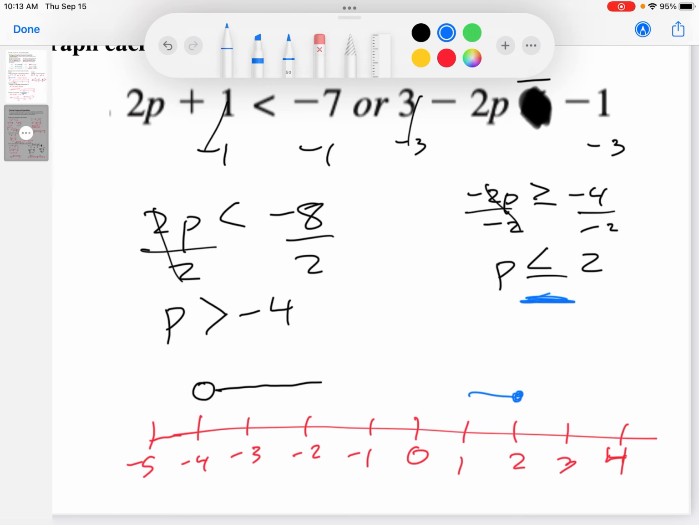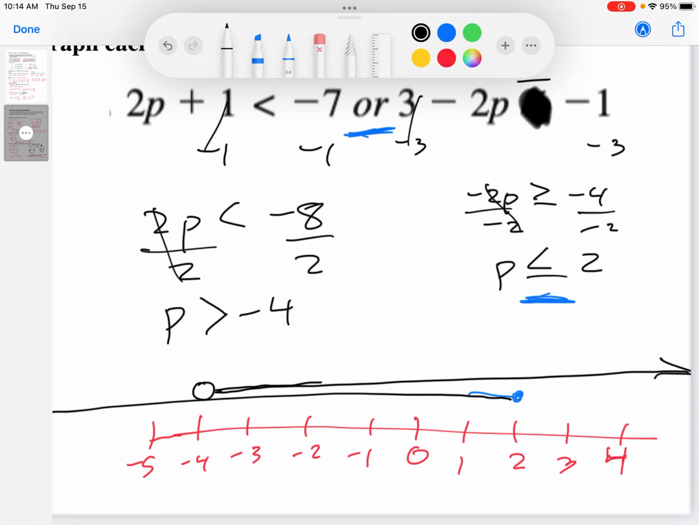But it's actually different because remember, this is an or statement. And so the reason that makes it different is because an answer can be anything that's greater than -4, anything in the whole wide world, or it can be anything that's less than or equal to 2. It doesn't have to be both of those things. It just has to be one or the other.